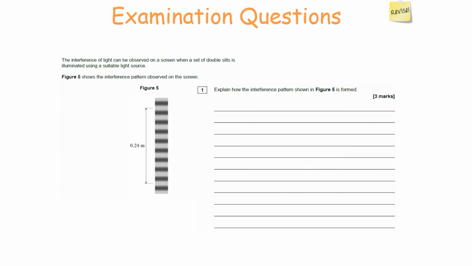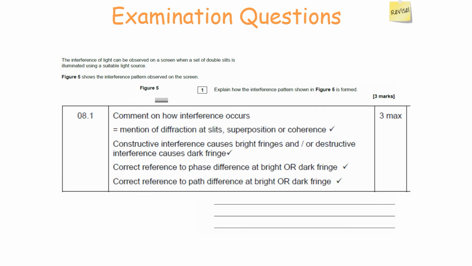Right, so let's think about how we could get 3 marks here. Well, this is an interference pattern, so you've got to talk about how interference occurs. So you'd have the idea that there's diffraction going on in the slits. Now there must be diffraction in the slits because it's a double slit, and therefore you get superposition and coherence. Now you will get constructive interference, which causes the bright fringes. You get destructive interference that causes the dark fringes.